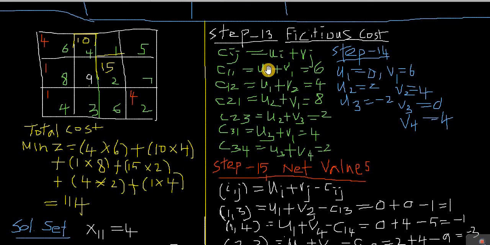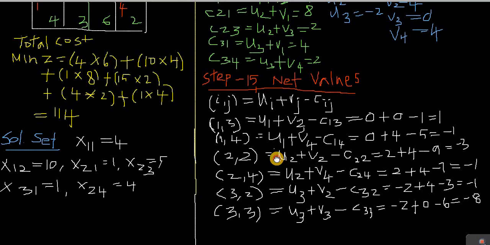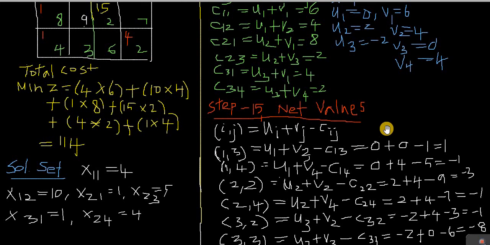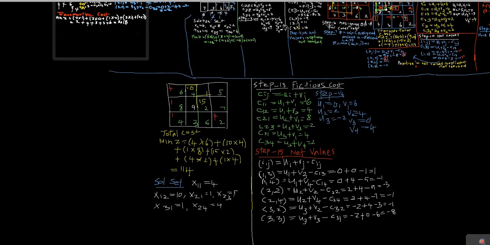Then by setting U1 equal to 0, we will get V1 is equal to 1, and V2 is equal to 4. Like that we can get the values of U1, U2, U3, and V1, V2, V3, V4 also we can calculate. Okay, right? Now we are checking the net values. Net values for the non-basic cells we have to calculate here.